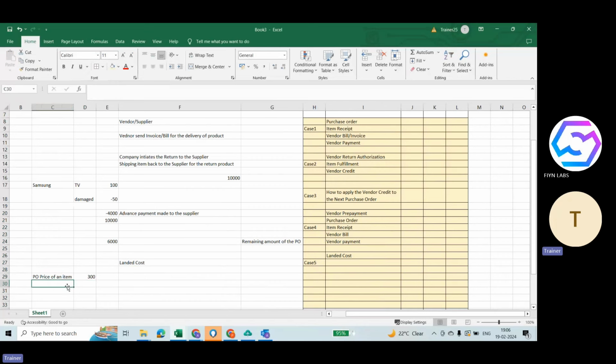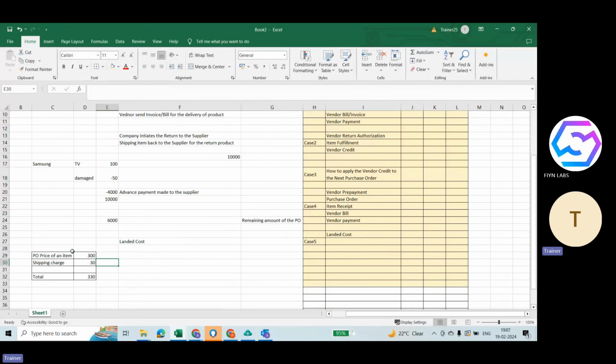Now you are paying a shipping charge of $30. Ideally, the total purchase order price is $300 only, right? However, you paid $30 as an extra shipping charge. In total, you paid $330 for the purchase order. There can be multiple scenarios, which I will explain in the training when I go into the system step by step.